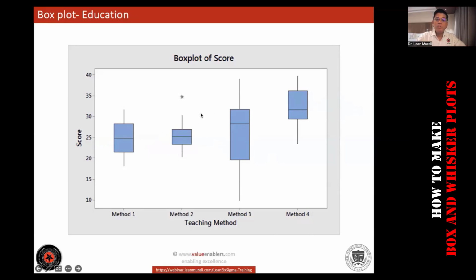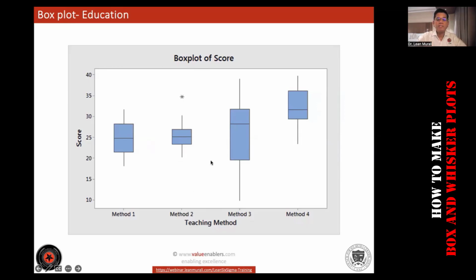But in which method do people score maximum? Method 4, because it is always on the high side. Which is the most unreliable method, where there is a lot of distribution? Method 3. Good. Most of you now know how to read the box plot.